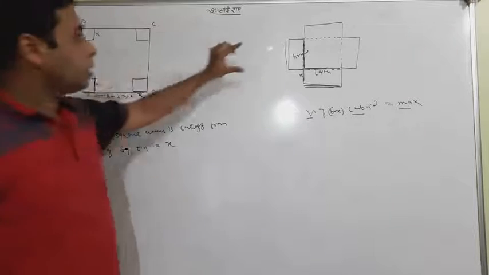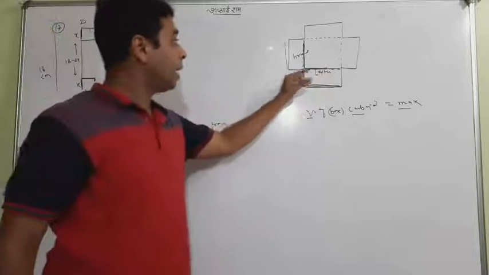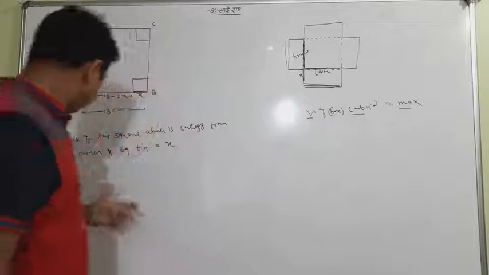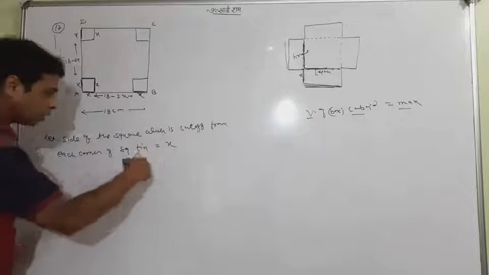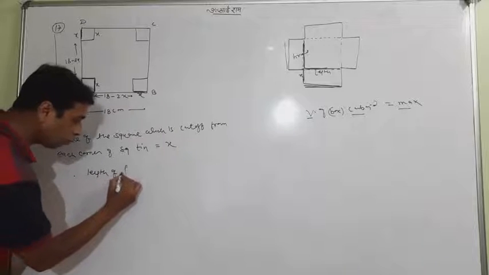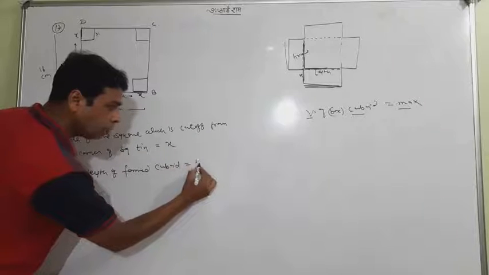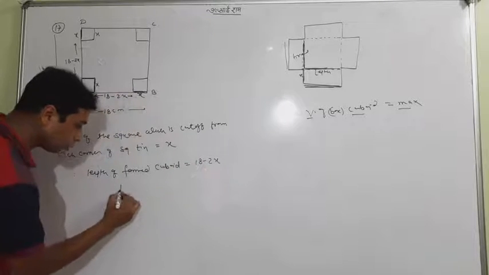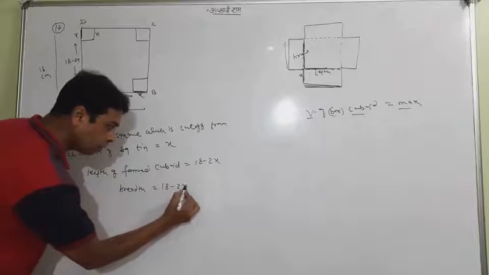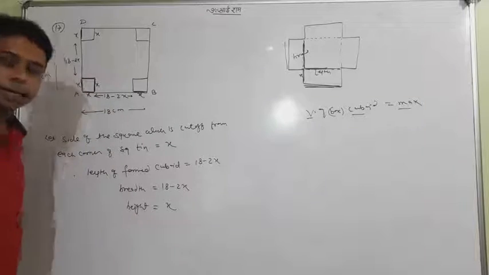18 minus 2x is the breadth, and 18 minus 2x is the length. And x is the height of the box. Now, according to the question, this is done. Therefore, the length of the formed cuboid is equal to 18 minus 2x. The breadth of the formed cuboid is 18 minus 2x, and the height of the formed cuboid will be x.